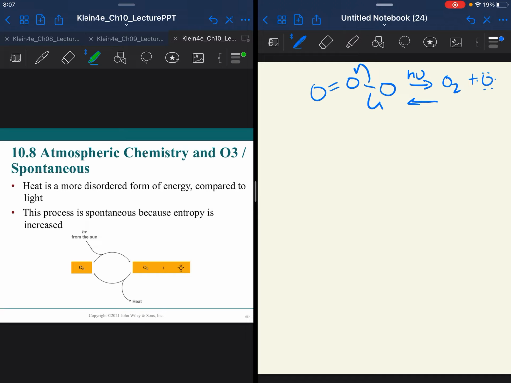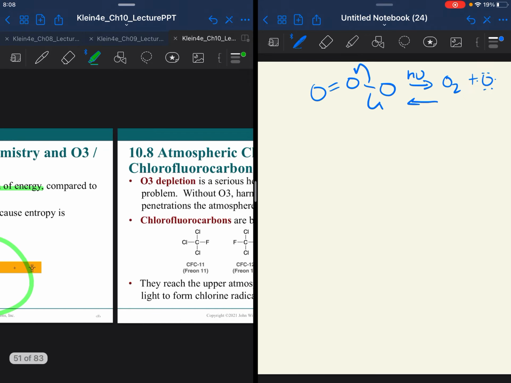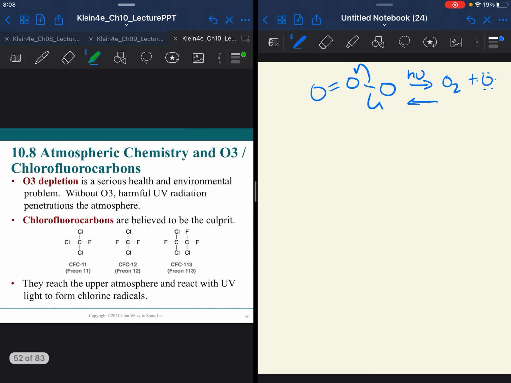It's spontaneous because entropy is increased, and that is because, as you see here, heat is a more disorderly form of energy compared to light. So this is spontaneous and goes in this sort of clockwise direction. So that being said, we all now can appreciate ozone. We appreciate the ozone layer for doing its job, protecting us. We could see why people might be invested in saving the ozone layer. So you might be thinking, saving it from what?